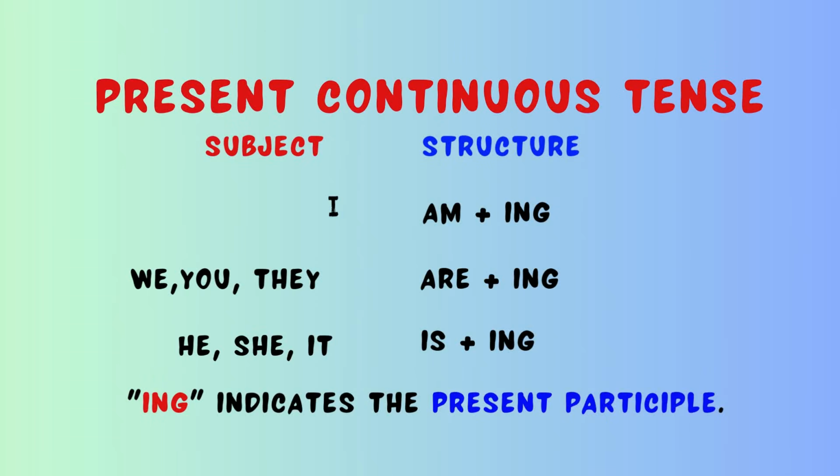Let's move on to present continuous tense. Subject and structure. Subject I, structure am plus ing. Subjects we, you and they, structure are plus ing. Subjects he, she and it, structure is plus ing. Ing indicates the present participle.